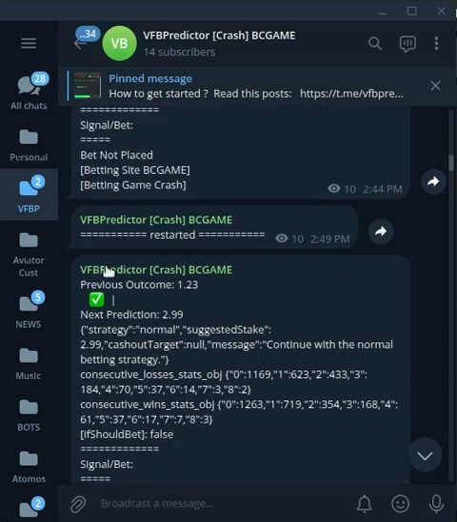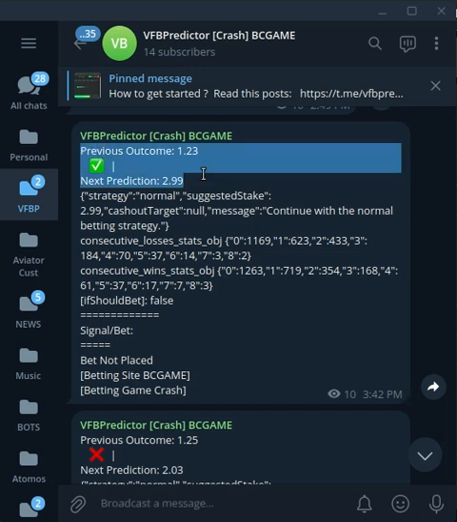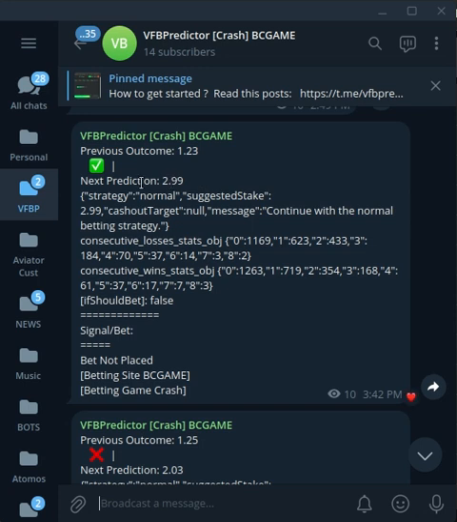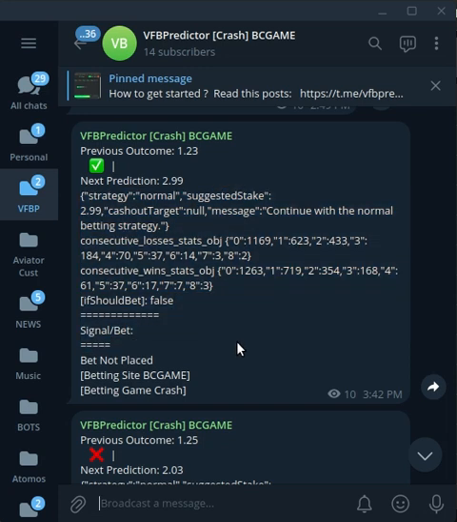Here I started the servers, so we can start here. So the strategy tells you when to bet, right? There's a message that is sent. The message being sent contains the previous outcome and the next prediction, right? Previous outcome and next prediction. Yes, there is some other information here, but let us not talk about it right now. So we have the previous outcome and the next prediction.